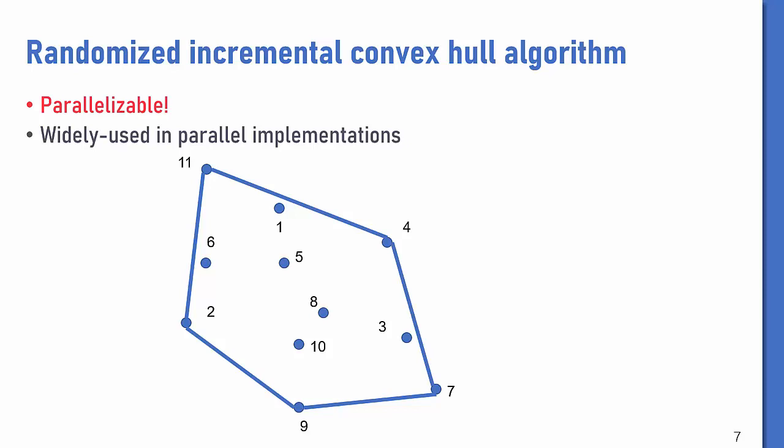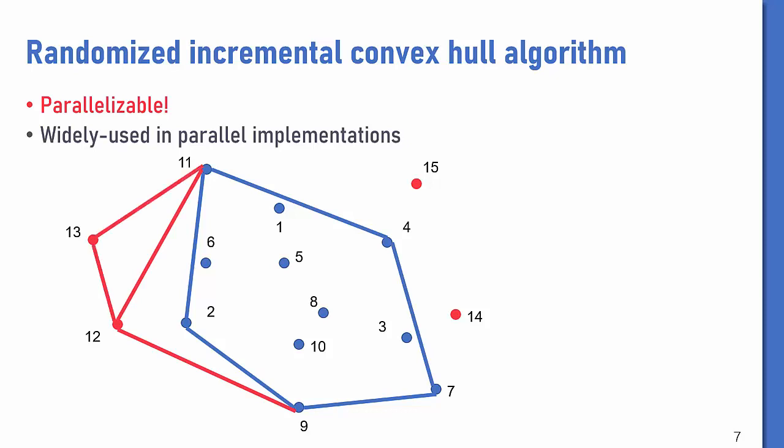The observation is that when 2 points do not conflict with each other, they can be added in parallel. So what is a conflict? For example, this is the existing hull, and then we have 4 points to add. Sequentially, we would first add 12 and then 13, but an edge added by 12 affects the process of adding 13. So 13 would depend on 12. It cannot be added before 12 is finished. On the other hand, 14 can be added in parallel with 12 because they don't affect each other.